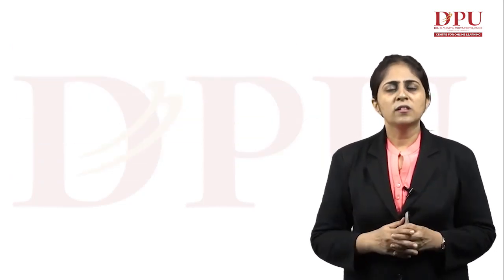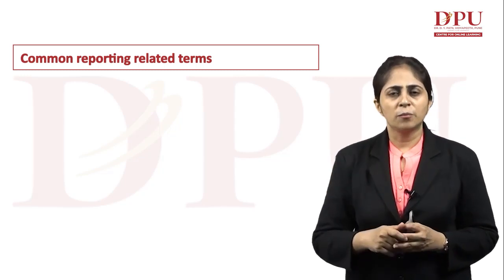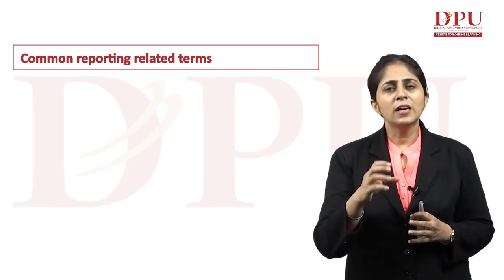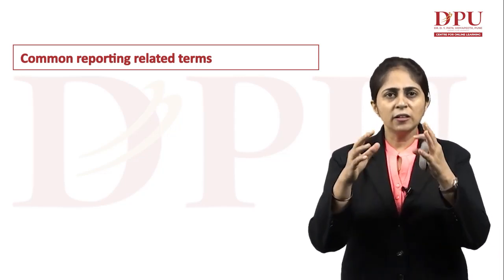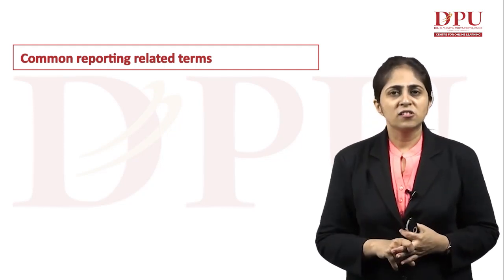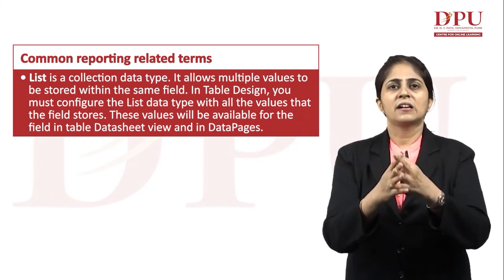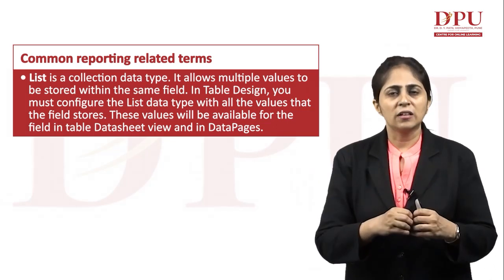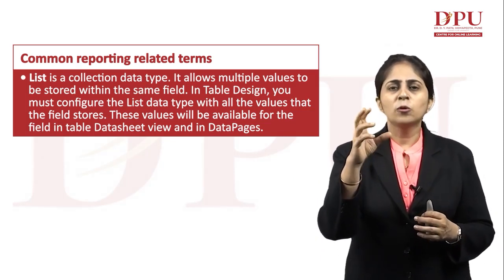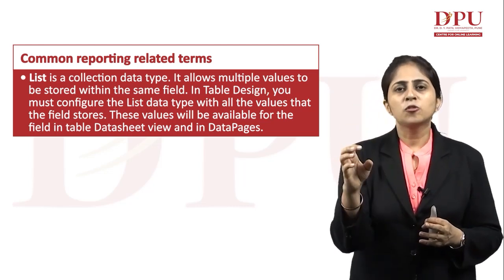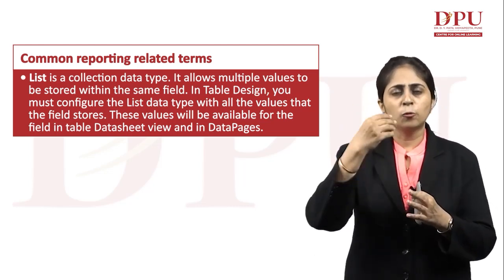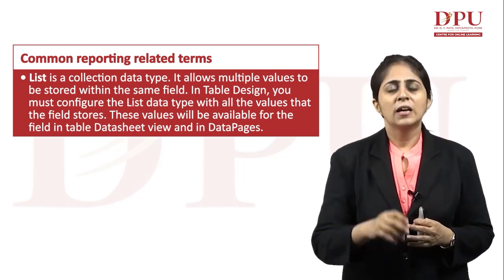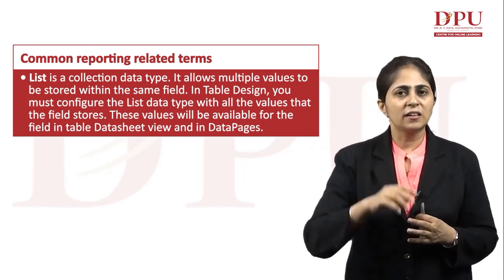Now here we are going to discuss some common reporting related terms. Since we are talking about the entire set of reporting in this unit, we are now going to discuss some common terms which relate to our reports. The first one is a list. List is a collection data type. Collection data type means a data type in which we can have a collection of data. Like if we want to store a number, a data type has to be used. When you want to store data into the computer, if you want to store a number, the numeric data type would be used. If you want to store alphabets, then the text data type would be used.